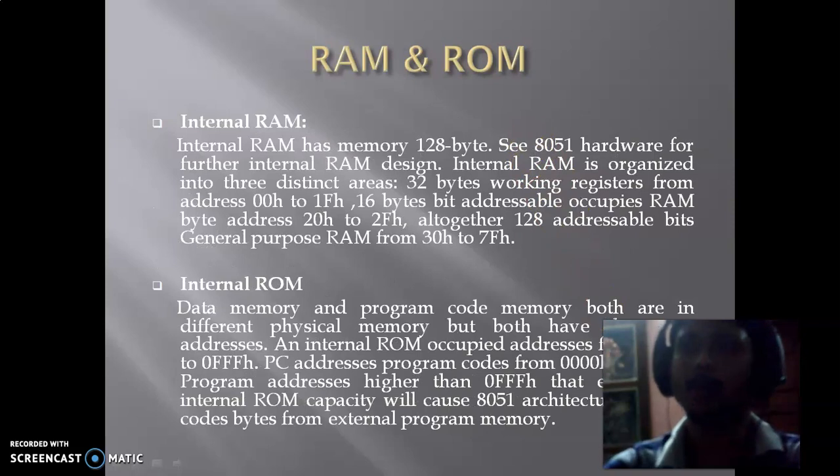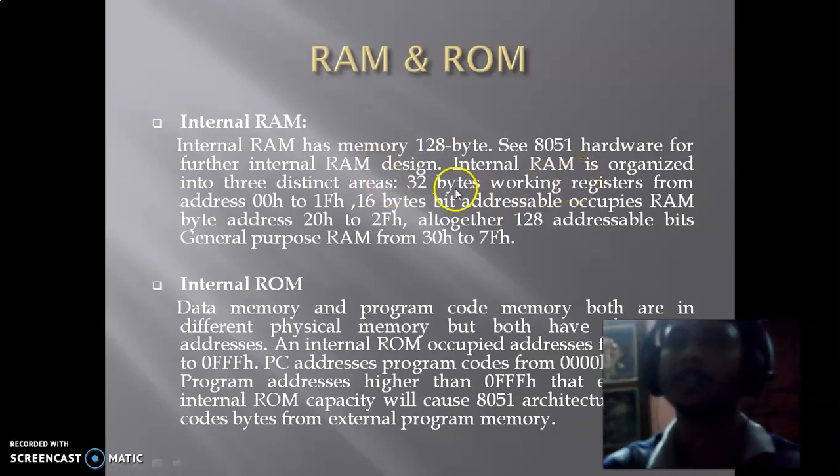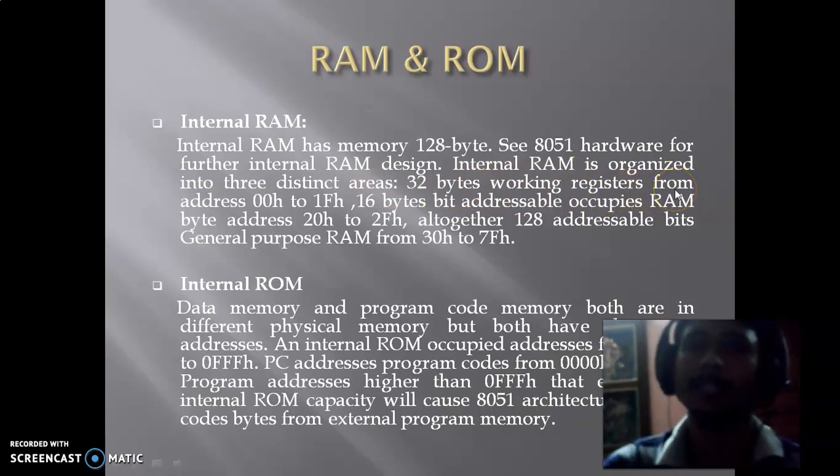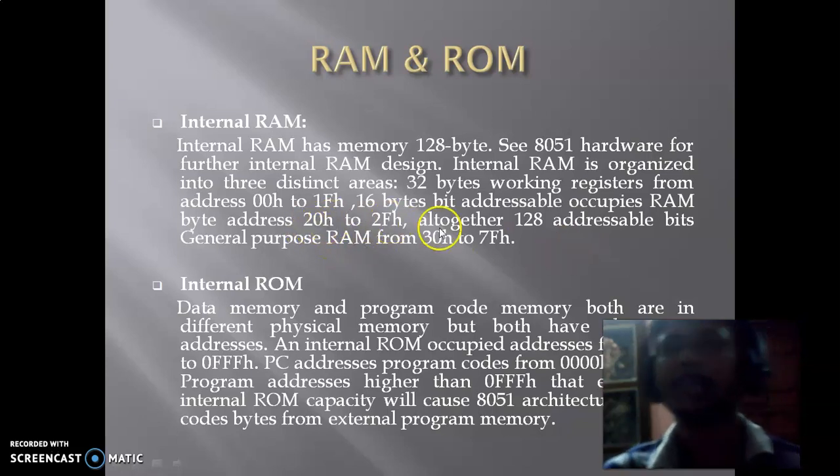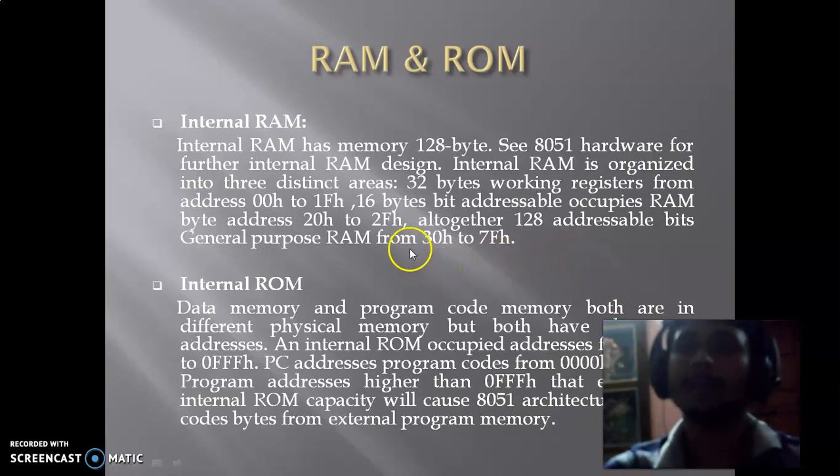And RAM and ROM are a very important part of the 8051 microcontroller. The 8051 microcontroller has 128 bytes of RAM. This RAM is basically divided into 3 distinct areas. First is 32 bytes of working registers from address 00H to 1FH. Then a 16 byte bit addressable RAM from 20H to 2FH. And a general purpose scratchpad RAM from 30H to 7FH. This is a very important memory of the 8051 microcontroller.